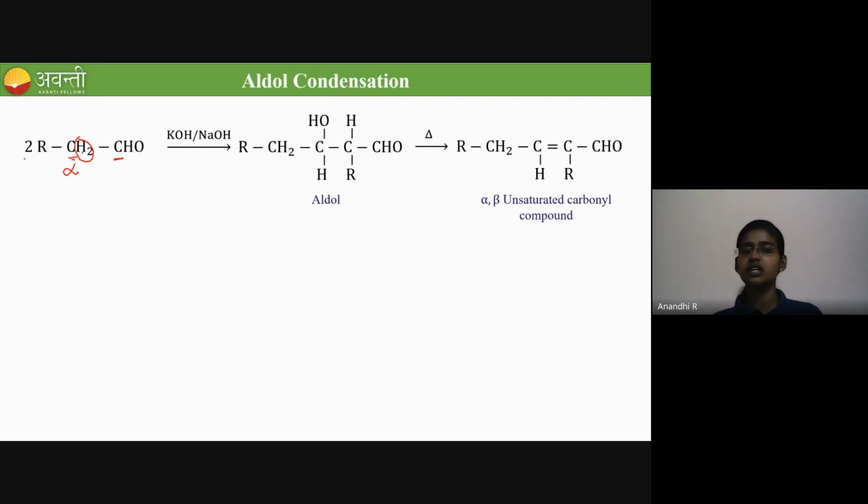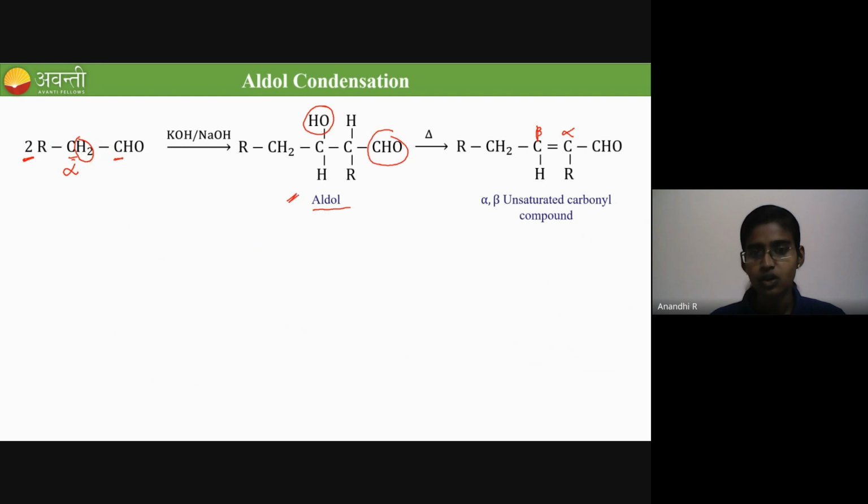So how many alpha hydrogens do we have here? 2 alpha hydrogens. We are going to treat this compound with KOH or NaOH, that is, with a base. On treatment with the base, the 2 moles of the aldehyde form an aldol. So what is aldol? A system containing both aldehyde and alcohol is called aldol. Then this aldol on heating forms an alpha beta unsaturated carbonyl compound. What is unsaturated? Unsaturated means a double bond or triple bond system. This carbon is the alpha carbon and this is the beta carbon, so it is an alpha beta double bonded system, called an unsaturated carbonyl compound. So this is the aldol condensation.